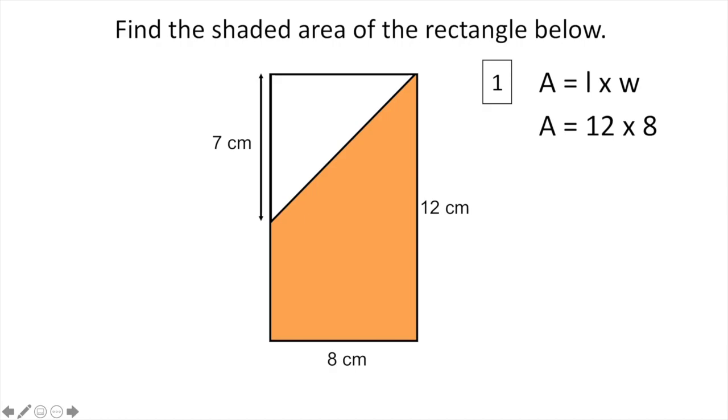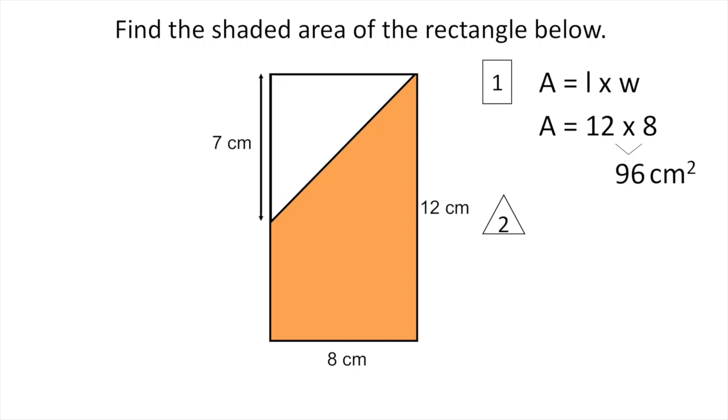So I'm going to fill in my values. Area equals 12 times 8. I'm going to multiply and get 96 centimeters squared. My next step is going to be to find the area of the triangle, the white triangle that we see there. So I draw a triangle with a 2 inside of it to clearly show my work. My second step is to find the area of the triangle.